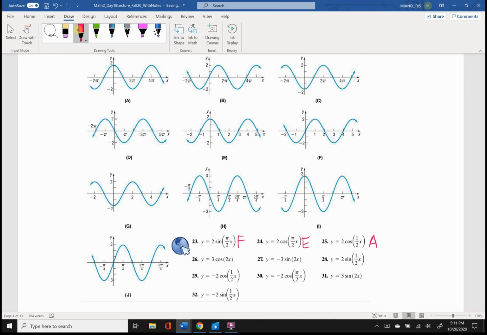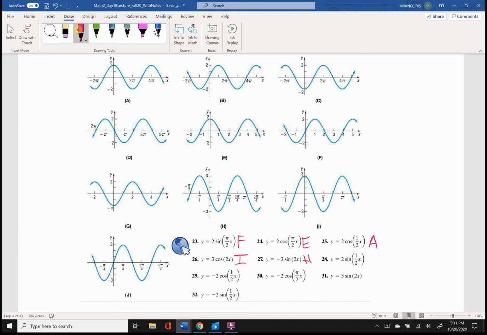26, we have a cosine with an amplitude of 3 and a period of pi. That is I. For 27, we have a sine with an amplitude of 3, but it goes down as you move forward in the x direction from the origin, and it has a period of pi. That is looking very much like H.